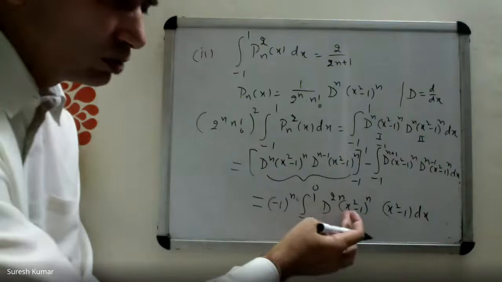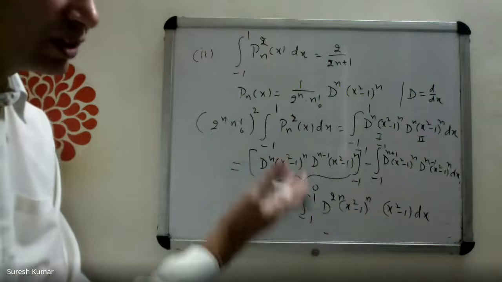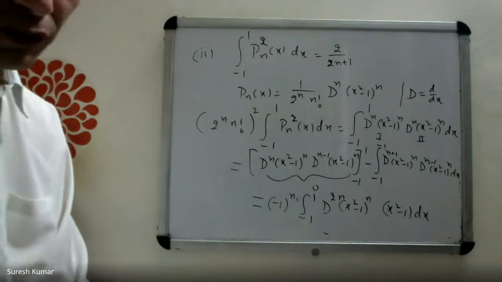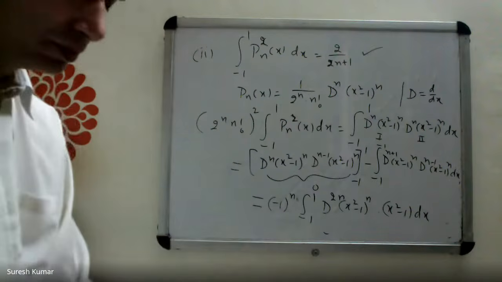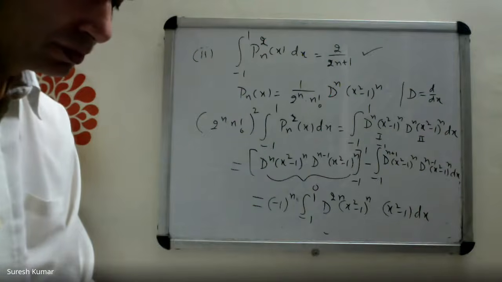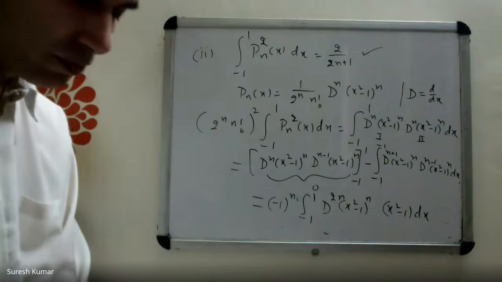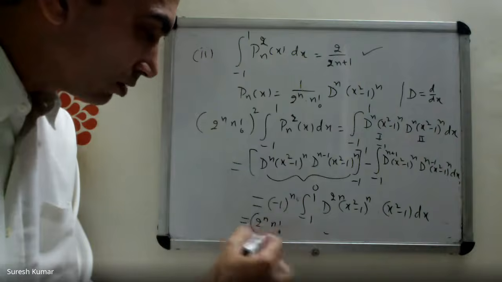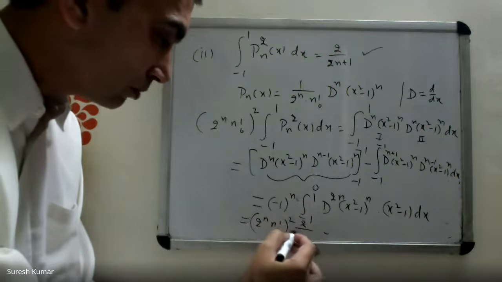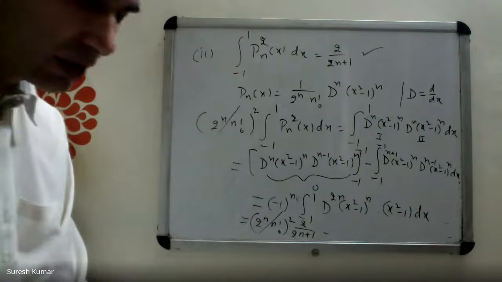After this you can do, because it is a polynomial of 2n degree, you can differentiate it and then put x equal to sine theta, etc. There are simple steps. Please follow from the lecture notes. Okay, you will reach this step. Okay, you will do it yourself. In the end, you will get 2 power n into n factorial whole square 2 over 2n plus 1. So this is cancelled from both sides and you are left with the required result.